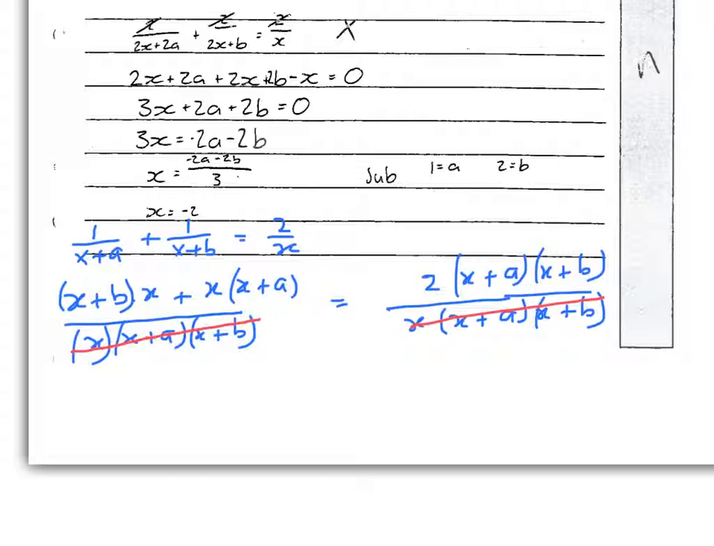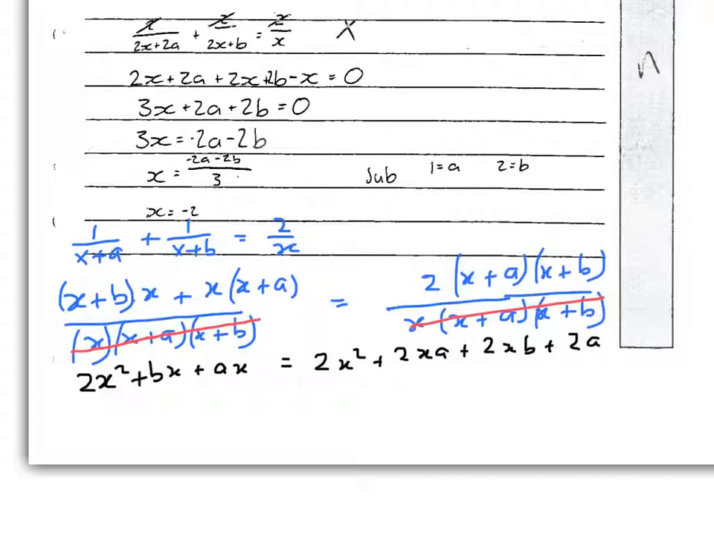So I'm left with, on this side, x squared plus bx plus x squared plus ax, which makes 2x squared plus ax plus bx, equals, and on the other side I've got 2 lots of x squared plus 2xa plus 2xb plus 2ab.